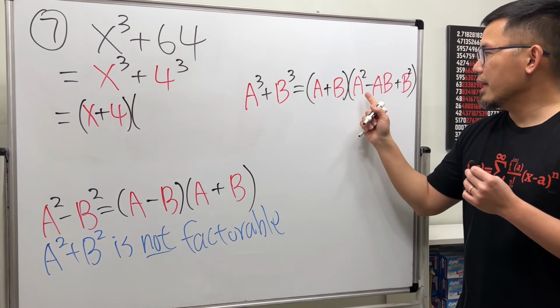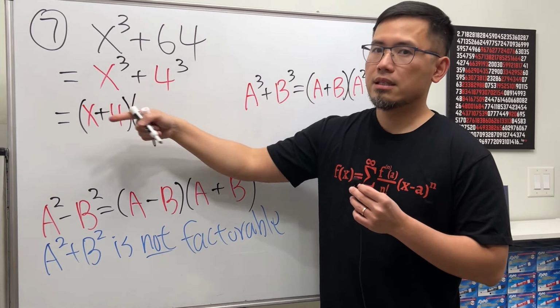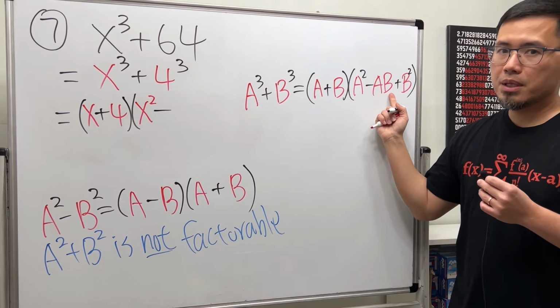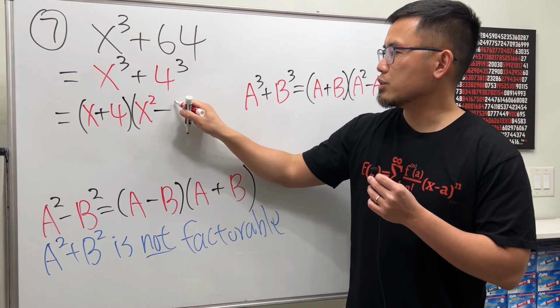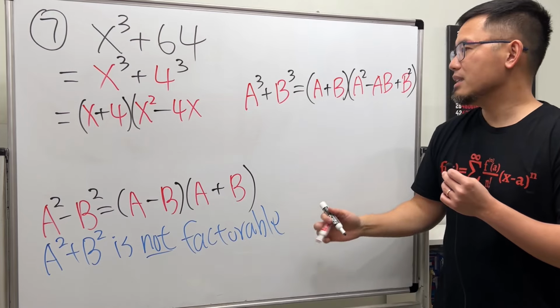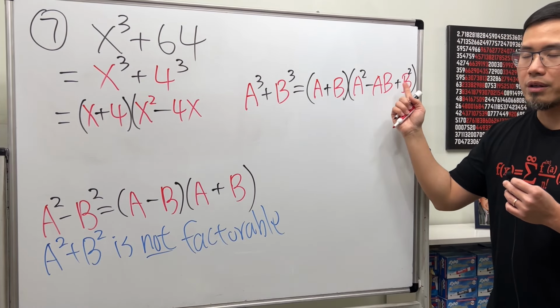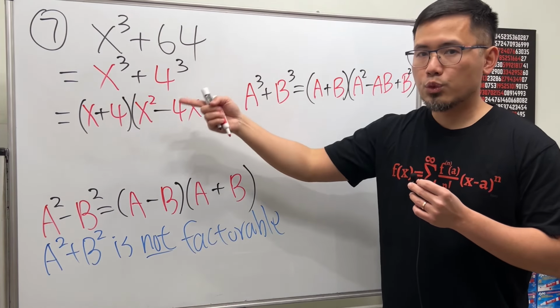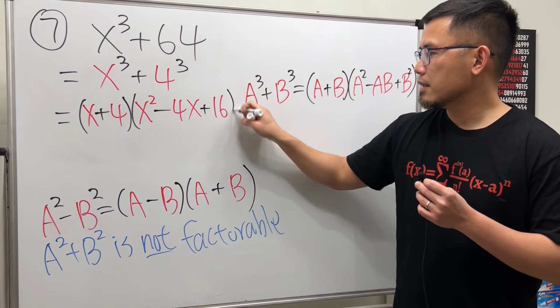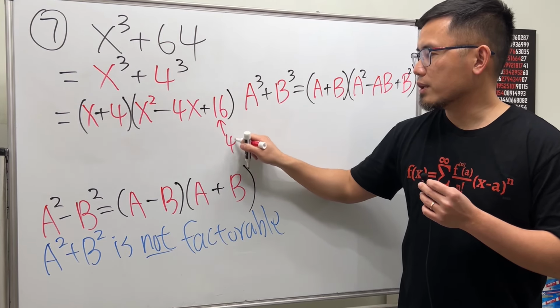And then we will have a squared, which is x, and we square that. And then minus ab, so this times that, which is just 4x. Just write down the 4 first. Lastly, we have to add b squared. b is 4 and we square that, so we will have to add 16. This right here is because 4 squared.